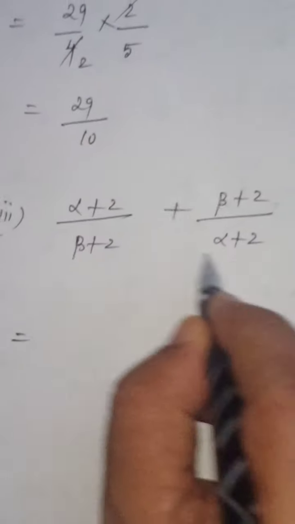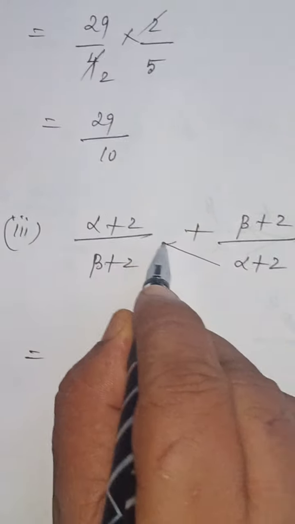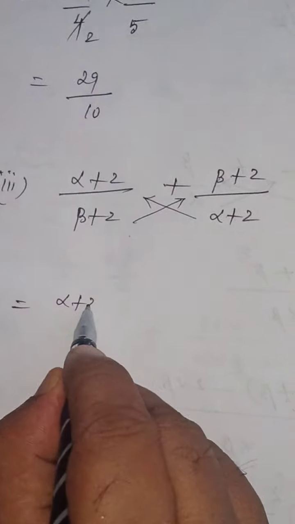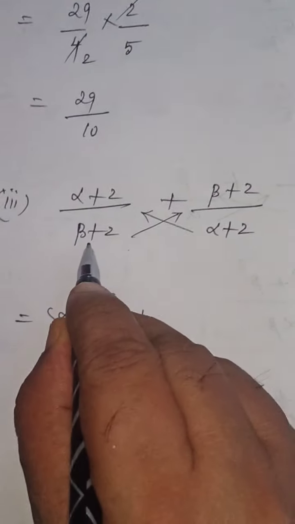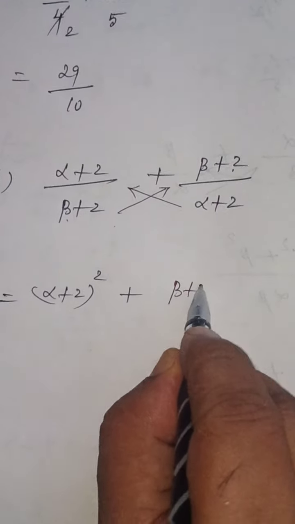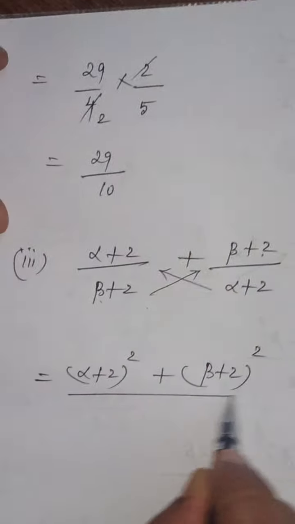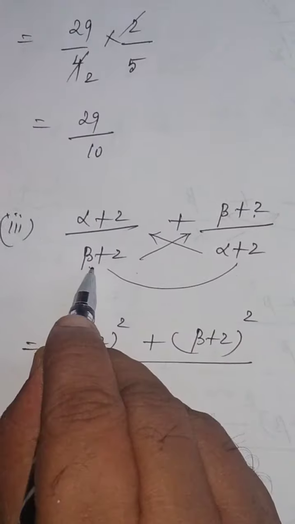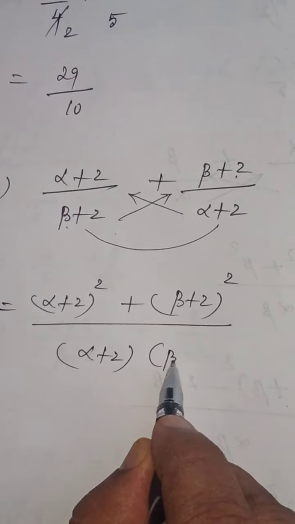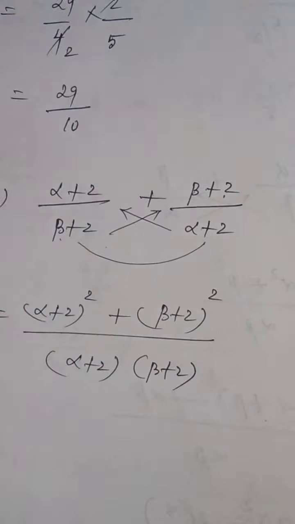Equals you cross alpha plus 2 into alpha plus 2, that is alpha plus 2 the whole square, beta plus 2 into beta plus 2, beta plus 2 the whole square, whole divided by multiply these two, beta plus 2 into alpha plus 2, that is you write alpha plus 2 into beta plus 2 or beta plus 2 into alpha plus 2, same only.